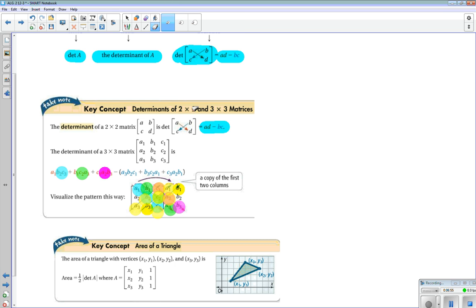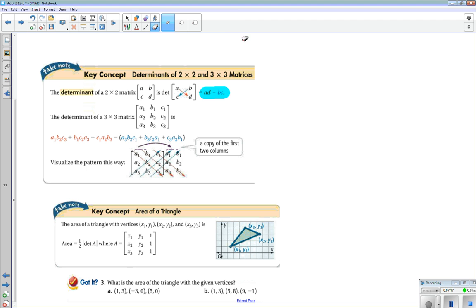Let me erase all that so you can kind of see. So you rewrite the first 2 columns right next to your 3 by 3, and you go down, down, down, equals, minus what you get when you go up, up, up. Boom.